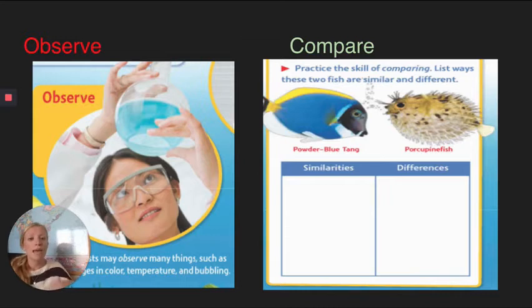You're going to compare the blue tang, kind of looks like Dory, to the porcupine fish. I'm wondering why they call it a porcupine fish. I wonder if you can make an inference. So I want you to come up with 2 similarities and 2 differences. So pause this video and write some in your book now. If you didn't pause it yet, you need to pause it.